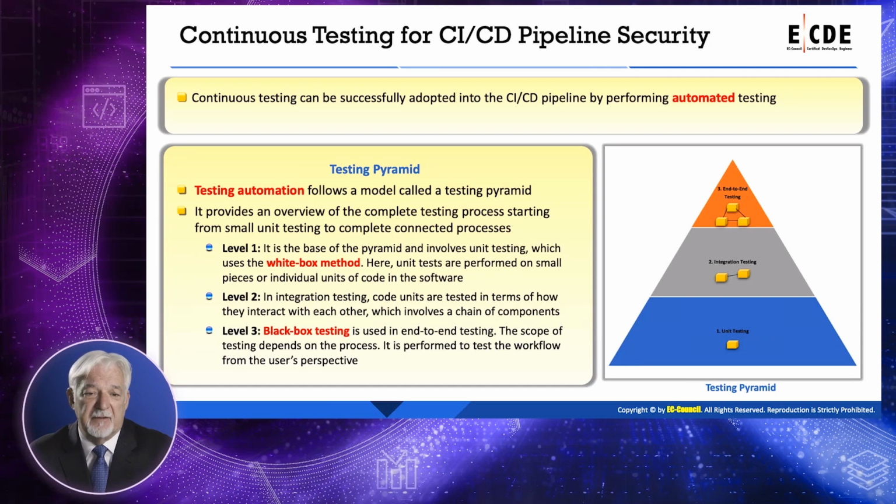And finally, we have level 3, which is black box testing. This is used for end-to-end testing. The scope of testing depends on the process. It is performed to test the workflow from the user's perspective. And the reason we call it black box is because you're not necessarily looking at how individual units perform. You're looking at the overall result from the start of the chain to the end of it.